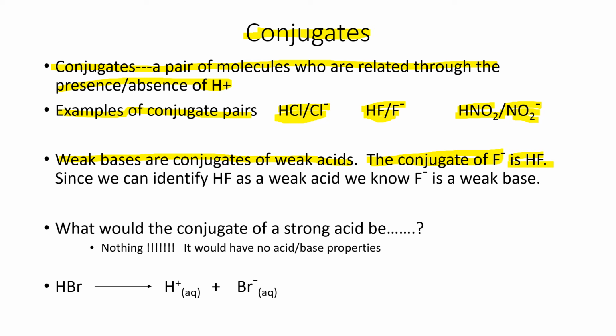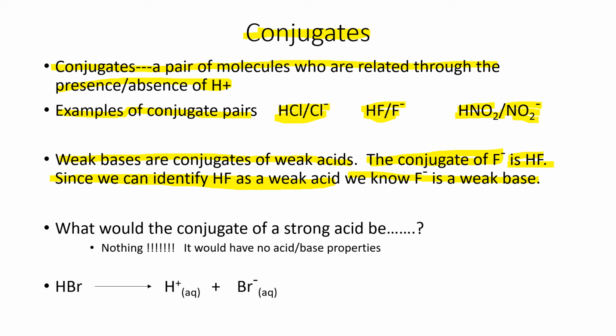Well, what in the world is HF? We can very easily identify HF as a weak acid. It's not a strong acid, it leads with an H. So right away we know that F minus is a weak base. The conjugate of a weak acid is a weak base. That's just how we're able to identify these weak bases. We have to go through what is its conjugate and what is that conjugate.